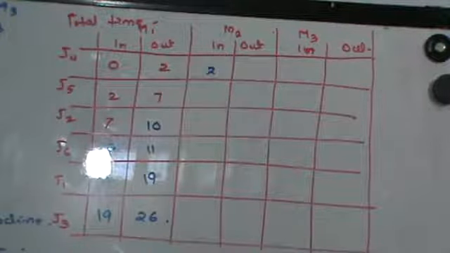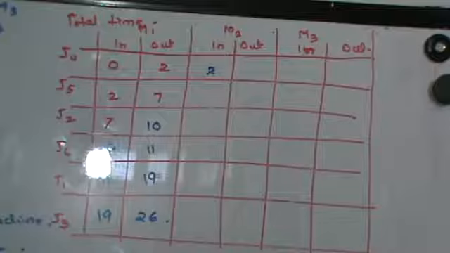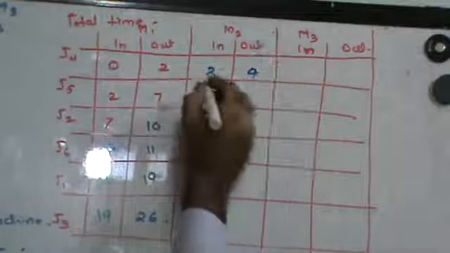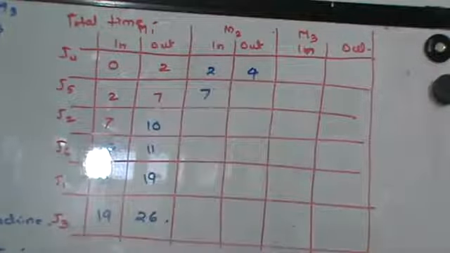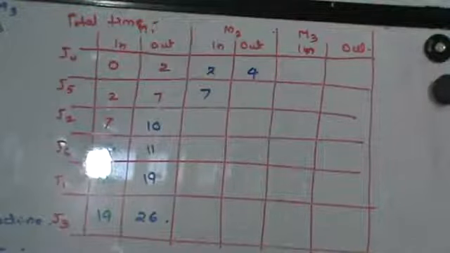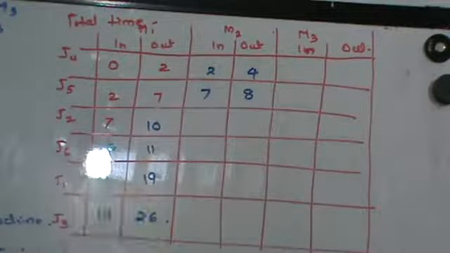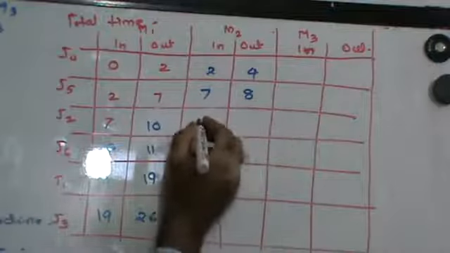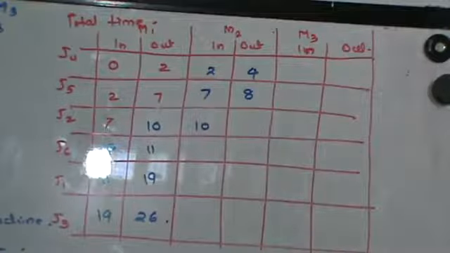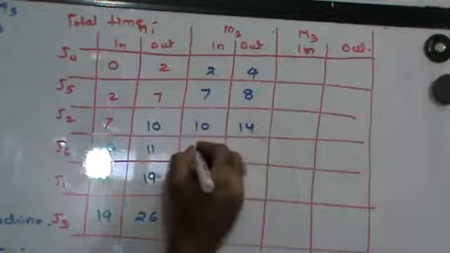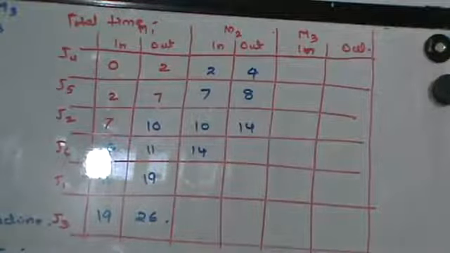You will start with 2 hours because that was the time at which machine 1 finishes job J4. Now, J4 takes 2 hours on machine 2, so 4. Since 4 is less than 7, I'll have to write this as 7. I cannot start my work till the time J5 is done on machine 1. Now, J5 takes 1 hour, so this is 8. Again this is smaller, so this will become 10. Now J2 takes 4 hours, so this is going to be 14. 14 here as it is.